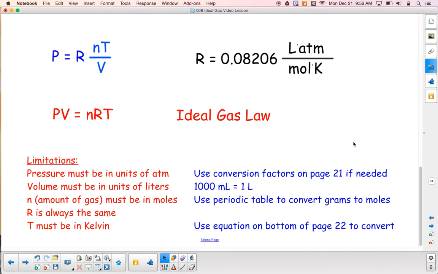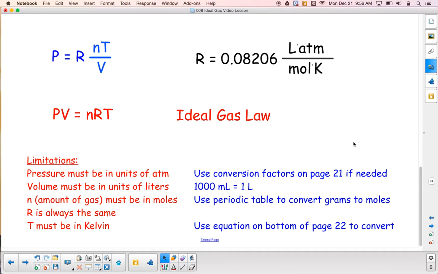Because of the units on R, there are some limitations to using the ideal gas law. The limitations are that pressure must be in units of atmospheres. You may have to use the conversion factors on page 21 of your notes if the pressure is given to you in some other units. Those conversion factors will be provided for you on a test as well. The volume must be in units of liters.